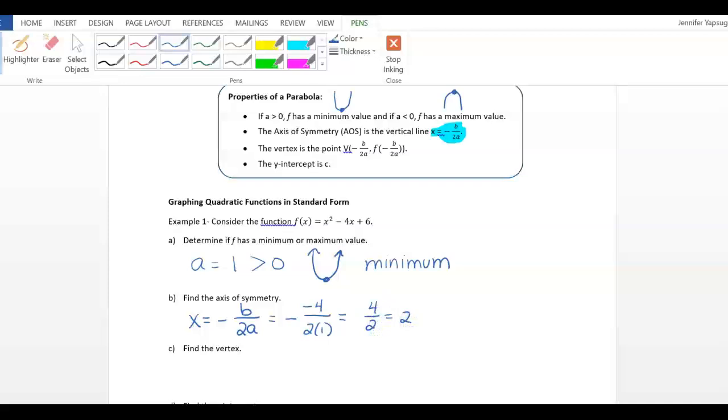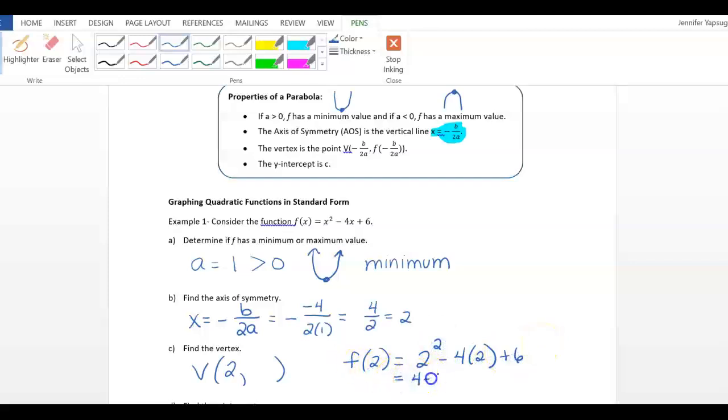Then I'm going to find my vertex. If I use this definition up here, the x-coordinate is that same point that we found, right? So the vertex I know right away is going to be 2, comma, something. Now we have to figure out what that other something is. If I look at the definition, it says it's the function of the value that I found for x, which is 2. So all you do is take the original function, f of x, and instead of using x, we're going to substitute the number 2 in for x. So this becomes 2 squared minus 4 times 2 plus 6. And then we can go ahead and evaluate that.